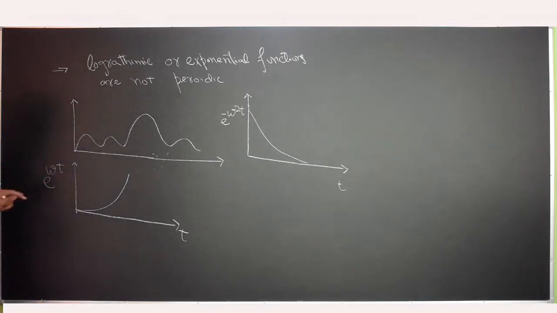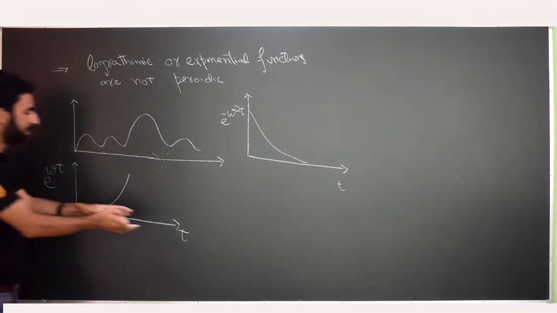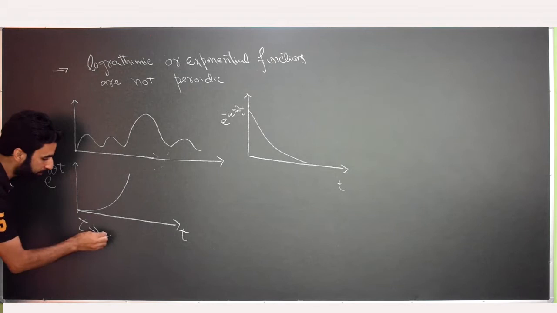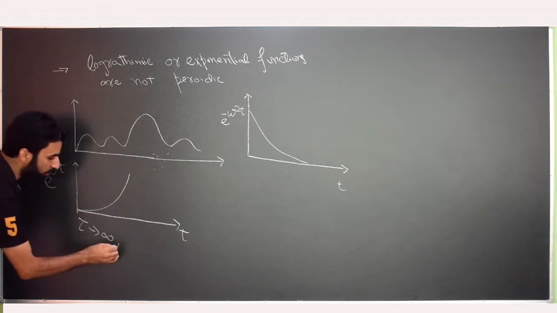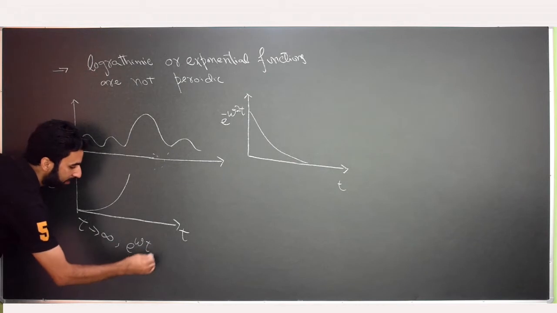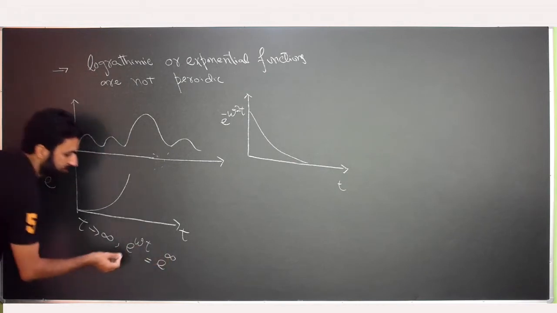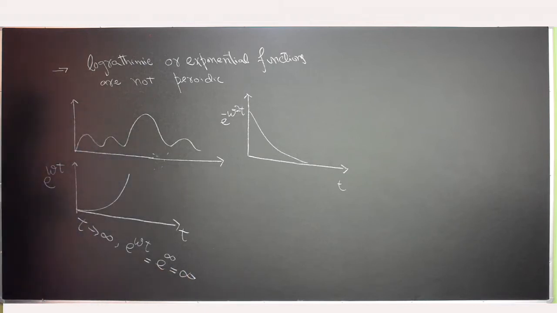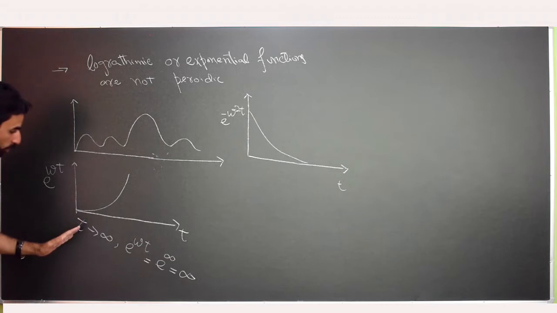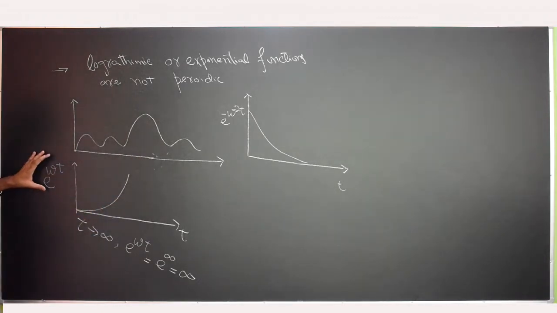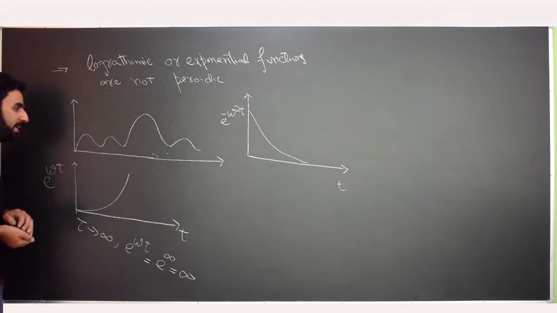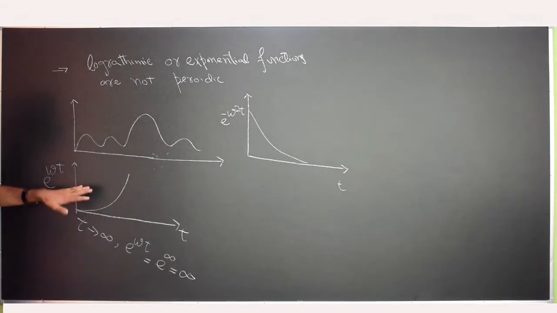Similarly, if we have this case, e raised to the power of omega t, and this axis is t, what will happen if t tends to infinity? What will be e raised to the power of omega t? It will be equal to e raised to the power of infinity, which is infinity. So once t approaches infinity, this function on the y-axis also approaches infinity, which means its values will not repeat after equal intervals of time. So this function is also not periodic.